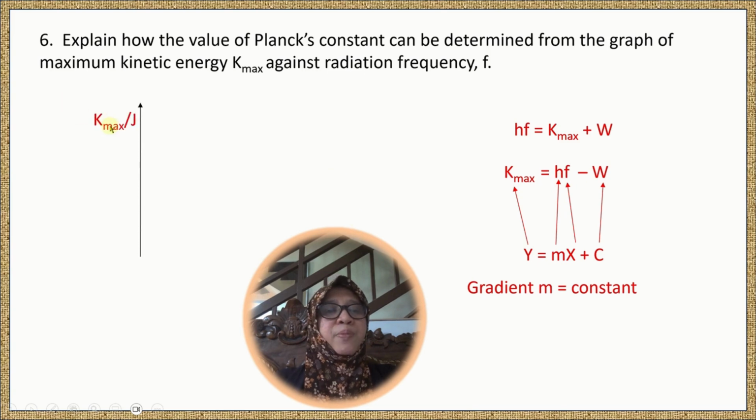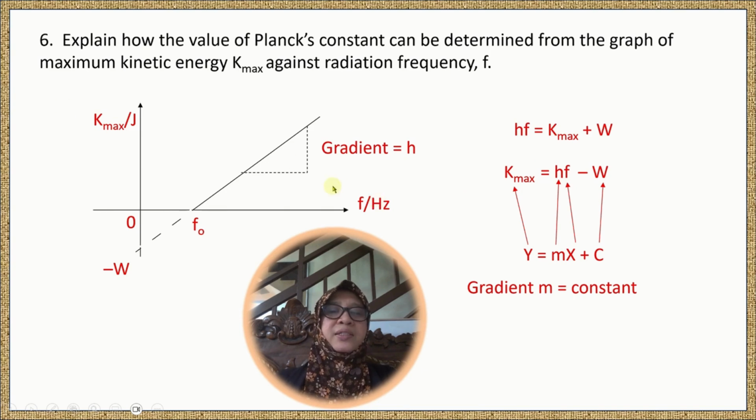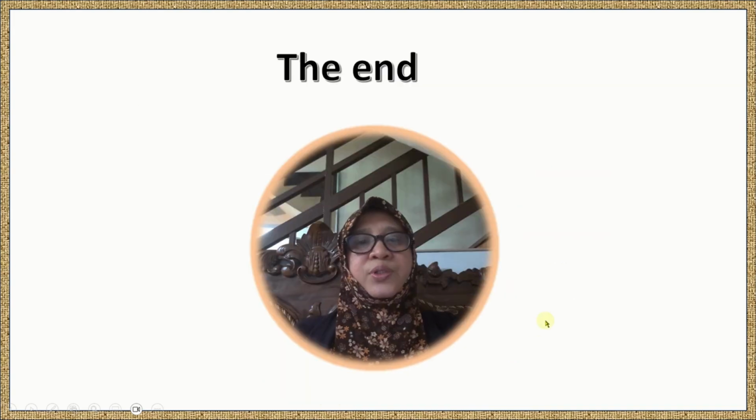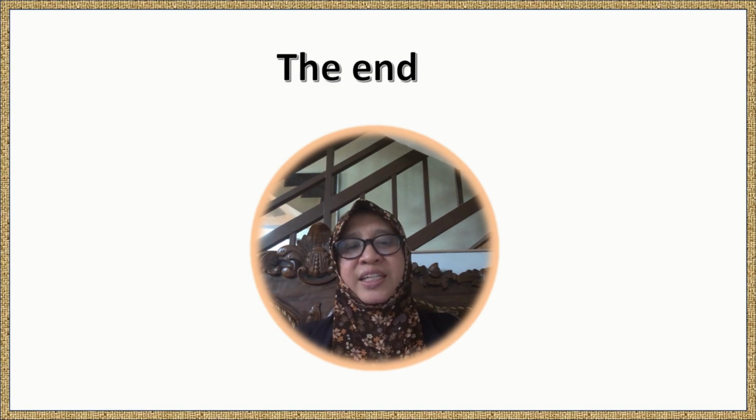So the graph we plot is Kmax against f, and it's a linear graph with an x-intercept, and the y-intercept is the work function. Don't forget the origin here, and the threshold frequency is the x-intercept, and the gradient is h. So this is the graph of Kmax against frequency. Okay, so now we have finished part 2 for tutorial 17, and see you in the next tutorial.